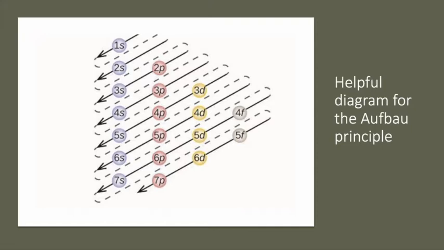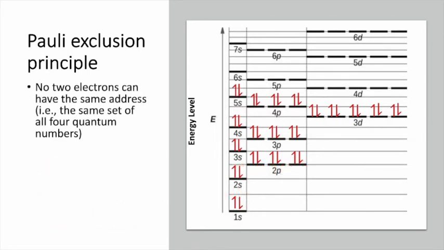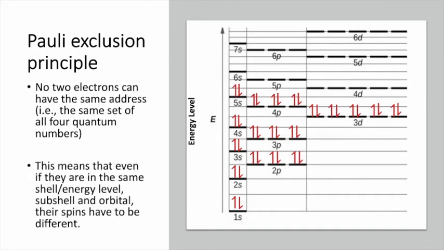The second rule we need to follow is known as the Pauli exclusion principle. This rule states that no two electrons can have the same four quantum numbers. No two electrons can have the same address. When two electrons occupy the same orbital, each electron must have a different spin. You'll notice it in this particular chart, how we have those up arrows and down arrows. The up and down is to signify that these electrons have a different spin. The third rule is called Hund's rule, and I'll show you how to use that in just a minute.